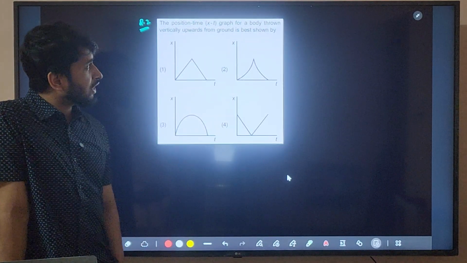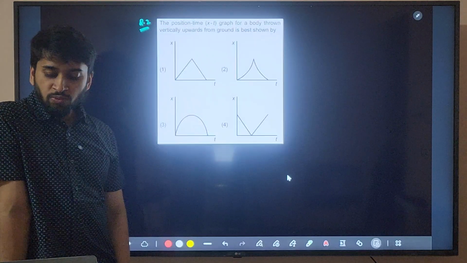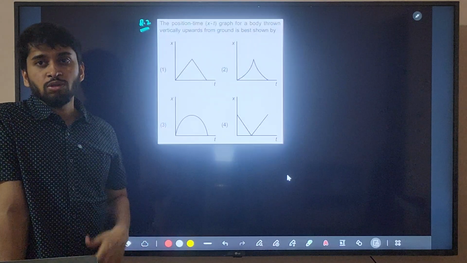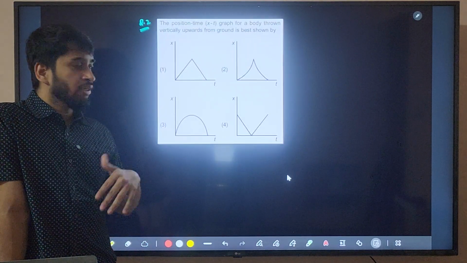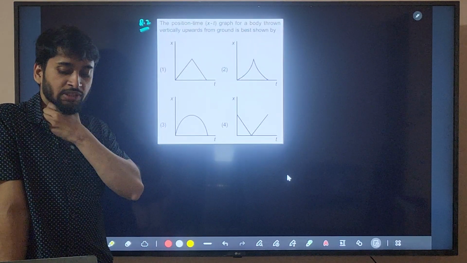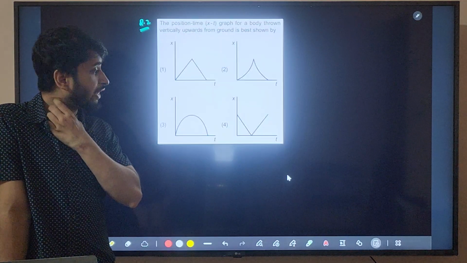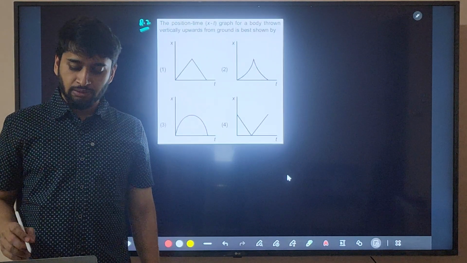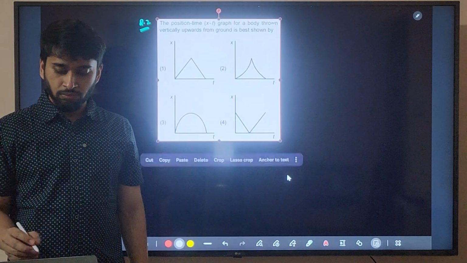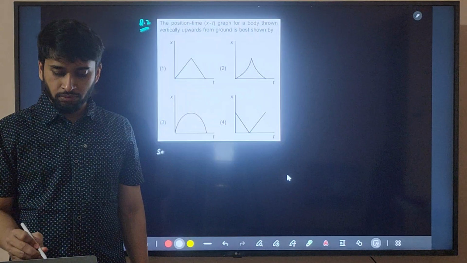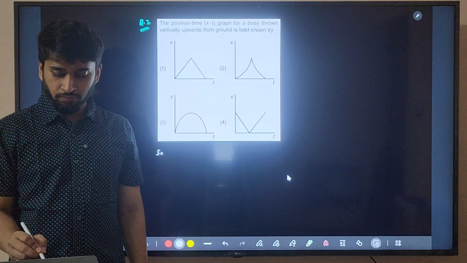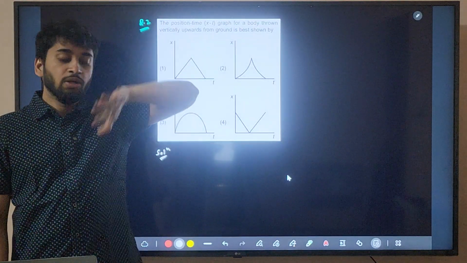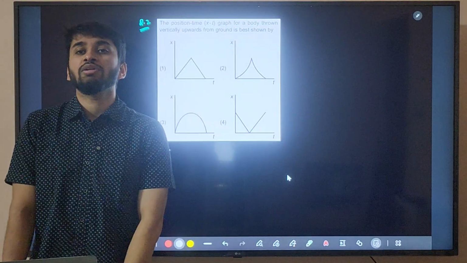The question says the position time graph for a body thrown vertically upward from the ground is best shown by which of the following graphs? Which graph shows it the best, right? So how do we figure that out? So see here, when you throw an object in vertically upward direction, throughout the journey its acceleration will be constant negative.